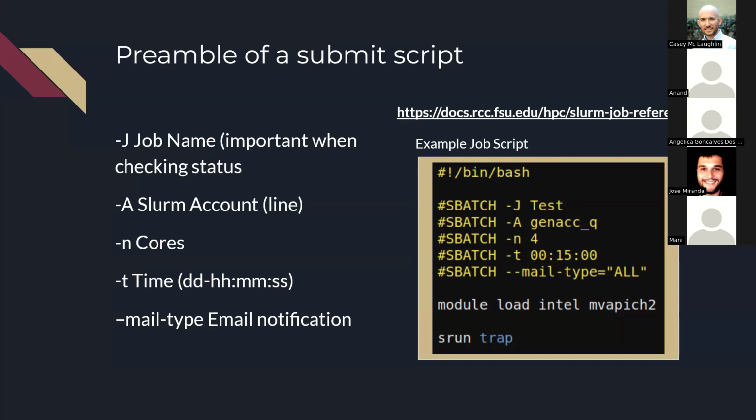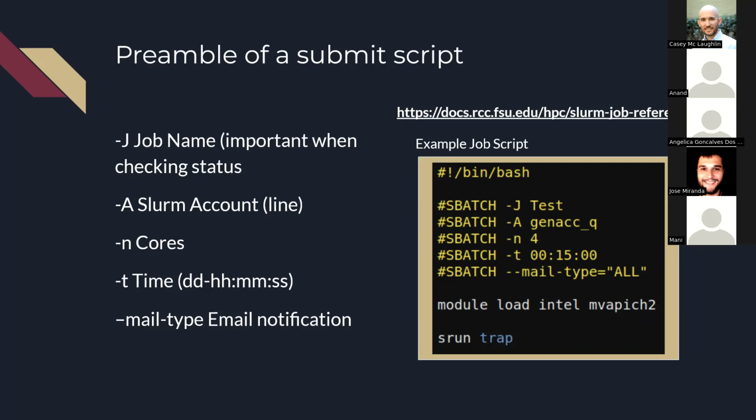And then lastly, I think the most helpful is setting the mail type. Since this is automatically connected to your FSU ID, you can set the mail type to be all. There are a couple of different ways of setting it. You can set it for when the job starts, when the job ends, or if you experience an error. If you set it for all, you get an email when the job starts, when the job finishes, and if the job has failed.